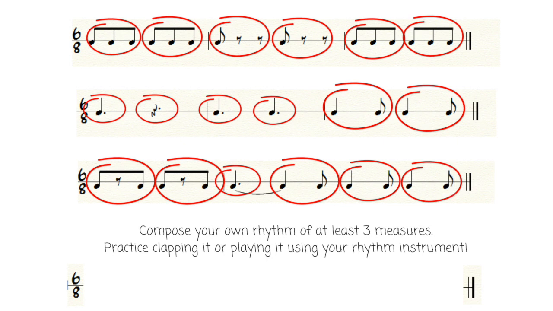Very nice. Now down here, you're going to compose your own 6/8 rhythm pattern. You want it to be 3 measures long, so don't forget to include bar lines after the 6 beats. And then just continue to practice these. Make sure you feel comfortable in 6/8 rhythm. And that's all you have to do for this lesson.